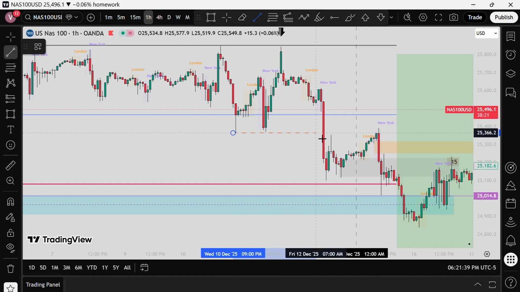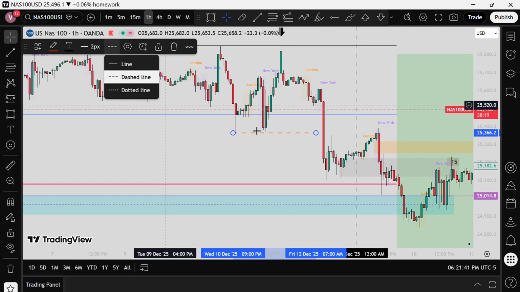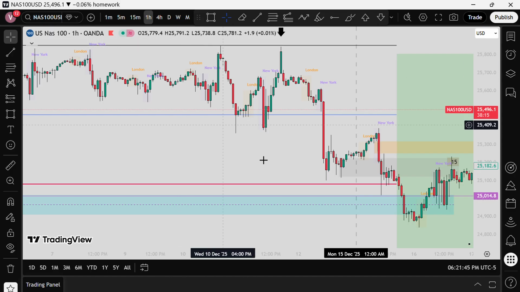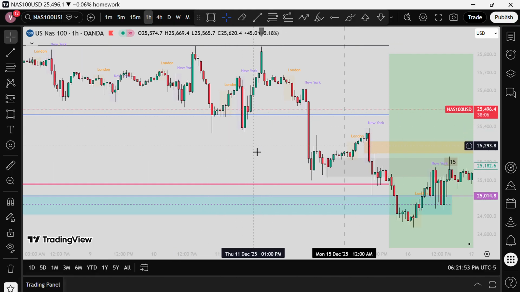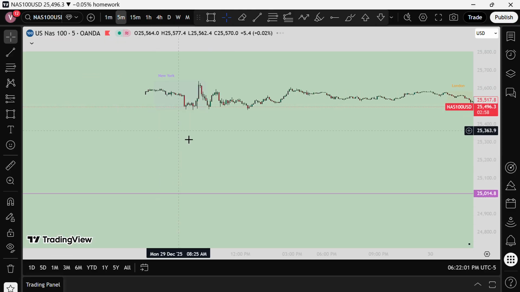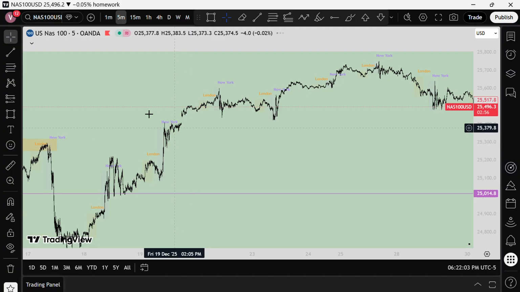Here we have the sell side taken. And that is the reason why we can go for a sell side trade, since one short term low has been taken out. Now this is the midnight of Monday. We'll go on the 1 minute time frame.